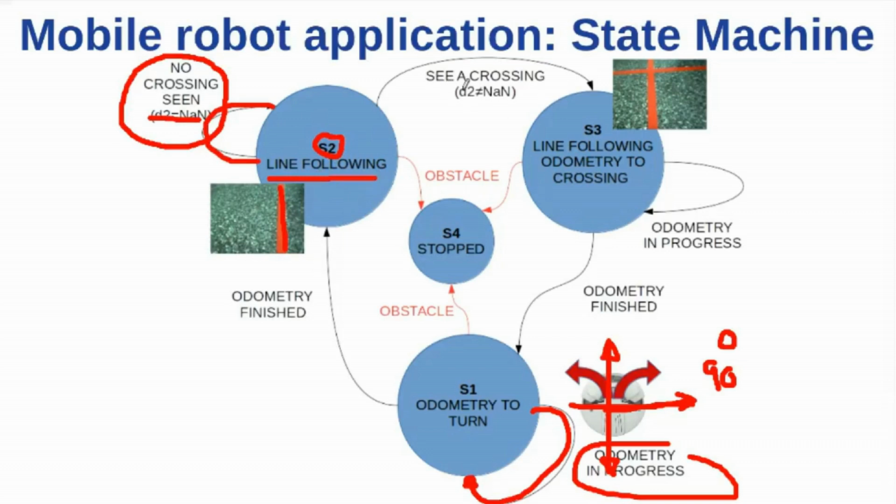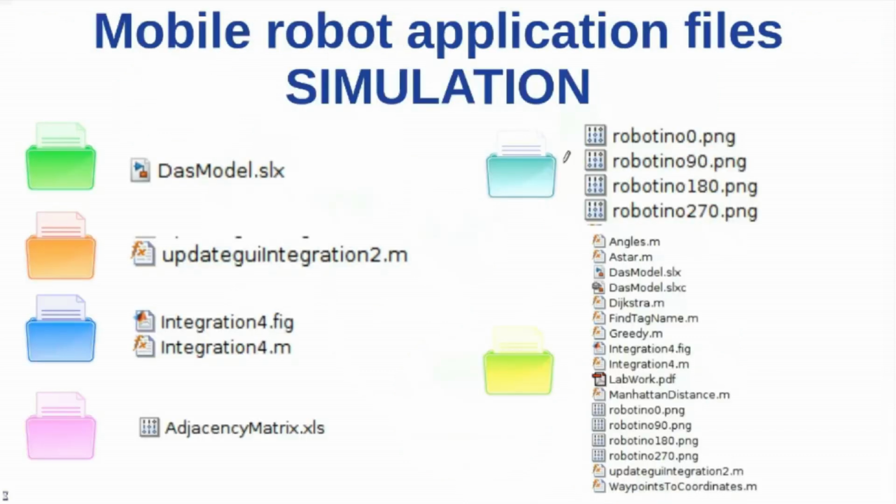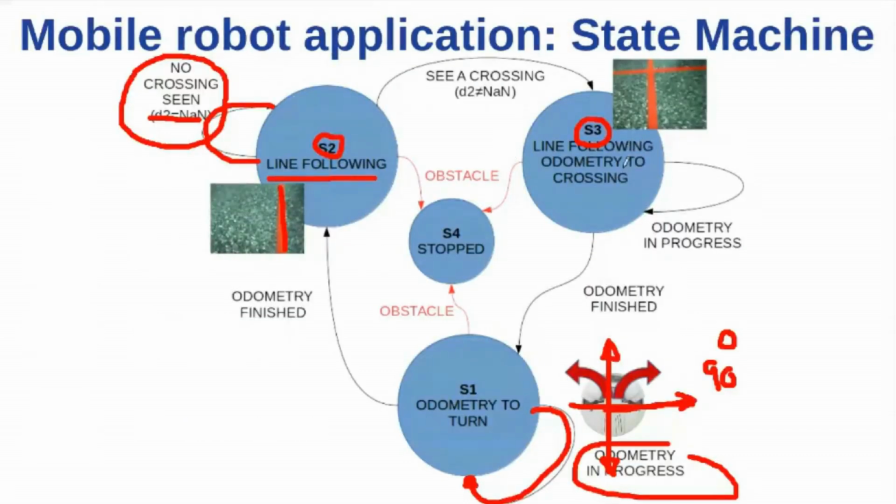Well, when the robot sees a crossing, so the system sees a crossing, then you change to state number three. That's obviously the same to follow the line, right? And then you will use the odometry until the crossing. So we know that the robot is here, right? And we must place the robot here, being centered at the crossing, right? So this will use the line odometry, right, until this crossing.